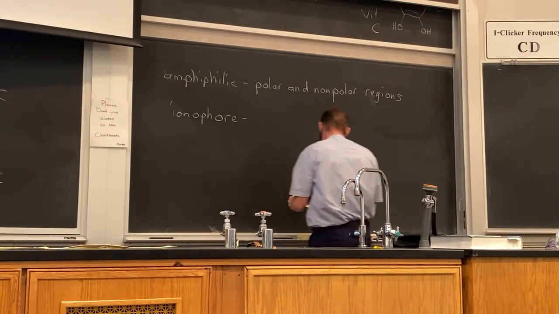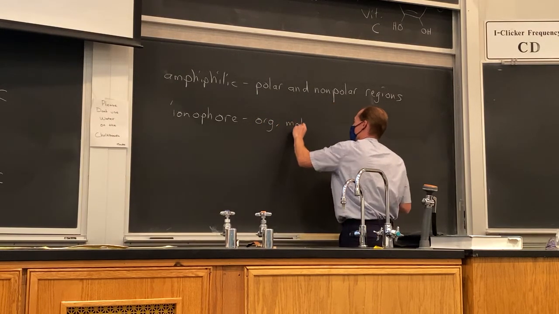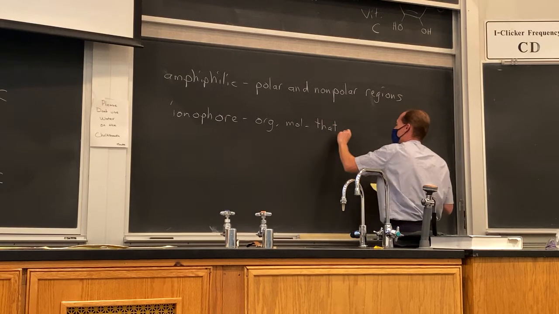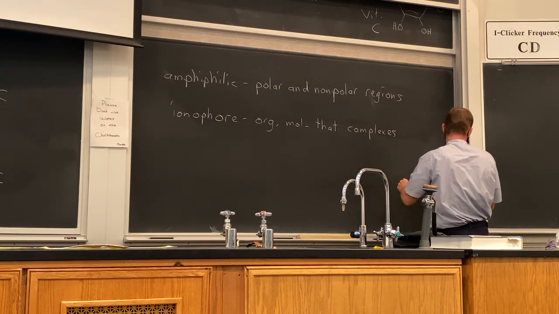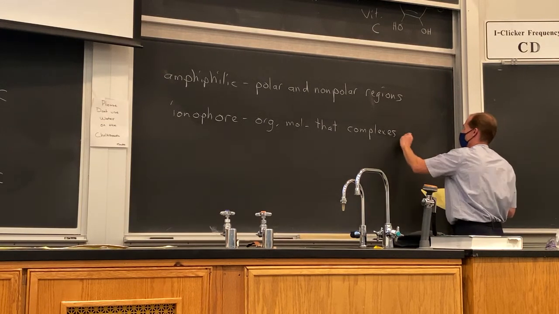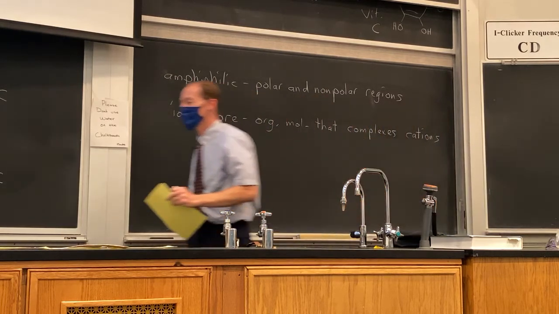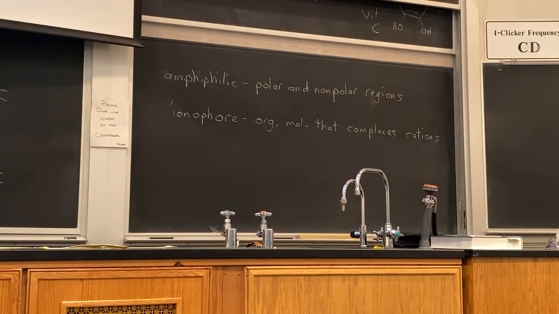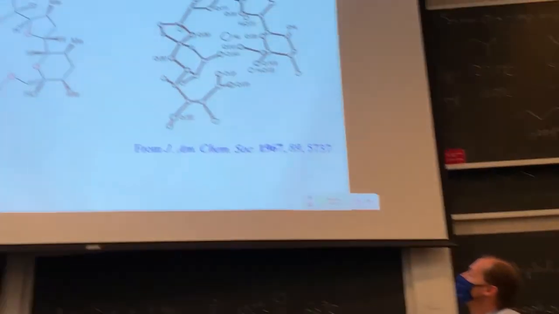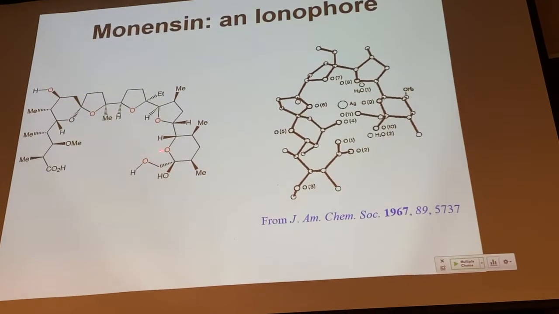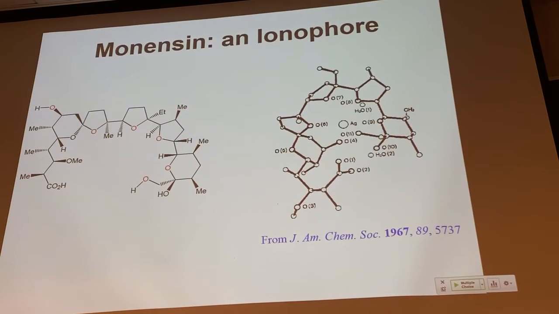Ionophore. An ionophore is an organic molecule that complexes ions. Actually, it's usually cations, so we'll just go ahead and define it as complexing cations. Okay? Here's an example. Monensin, this molecule is an antibiotic. It has these oxygens in red. These oxygens are Lewis basic. We have to use the proper vocabulary here.